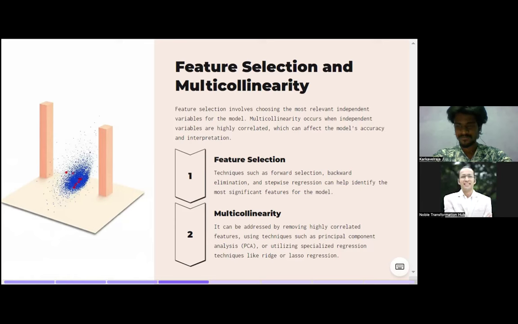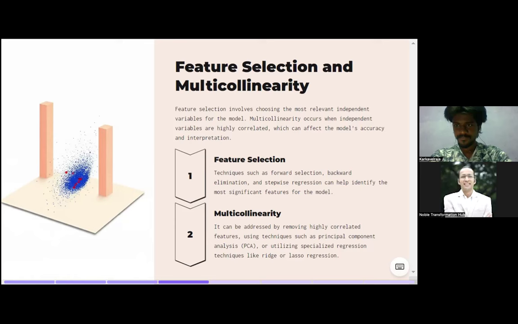Feature selection involves choosing the most relevant independent variables for the model. That is the simple objective function for feature selection. It chooses the most relevant, okay? That is the keyword you need to remember: most relevant independent variables for the model. But multicollinearity occurs when independent variables are highly correlated. Correlationality comes from the word correlate. When you relate, you correlate, right? Multicollinearity comes from that. Multiple correlations happen, which affects the model's accuracy and interpretation.